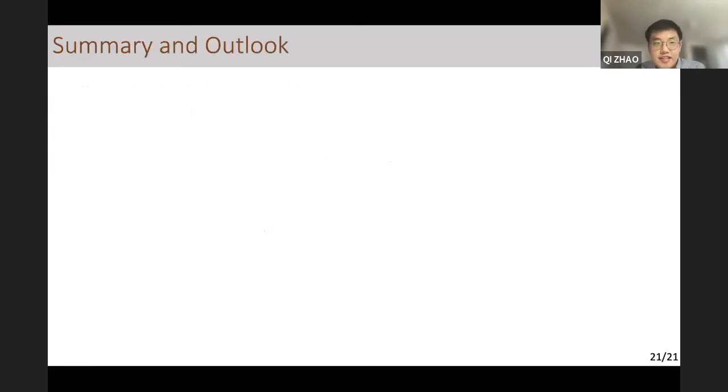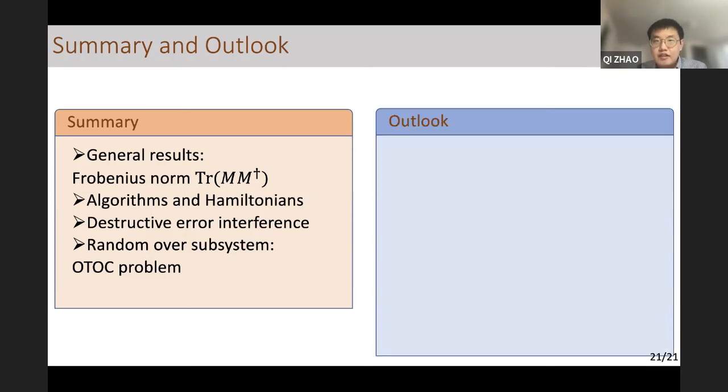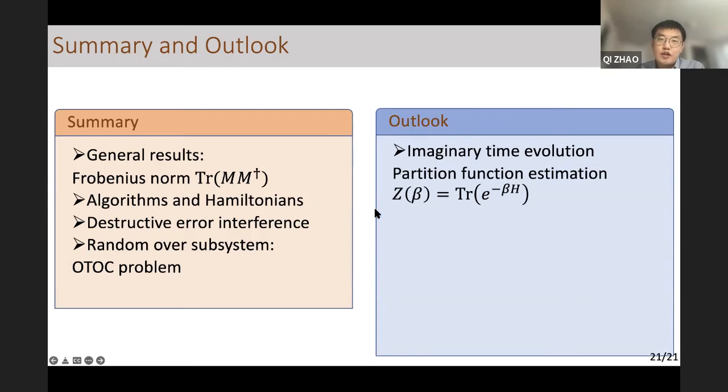Okay. At last, I want to give a brief summary of our results. We gave the general result for average performance in Hamiltonian simulation. We consider different kinds of algorithms or Hamiltonians and show the destructive error interference, and also extend our result to some application about the OTOC problem. And in the future, we expect that our result can be used to quantify the error with the random input in imaginary time evolution, or maybe can also be used for partition function estimation, because they also have a similar structure here. The techniques should be similar.